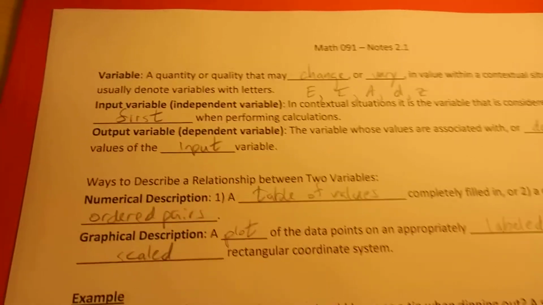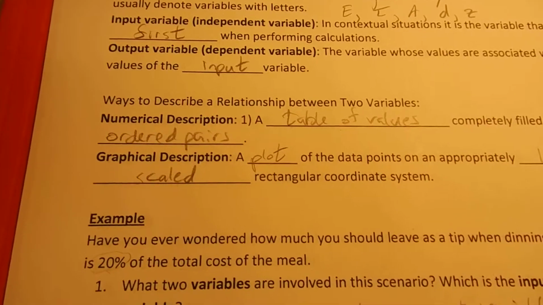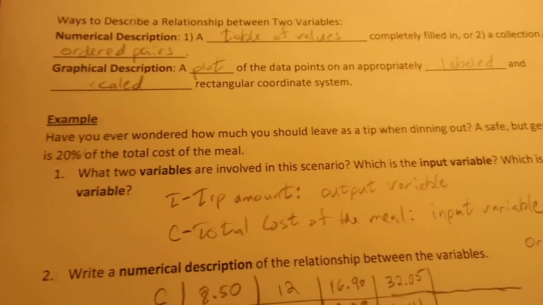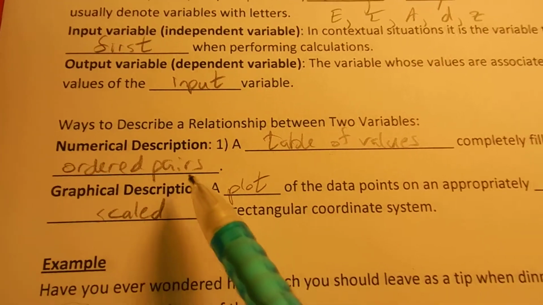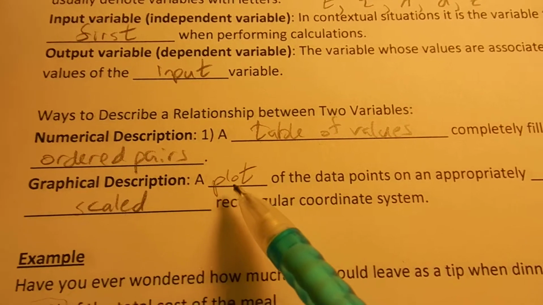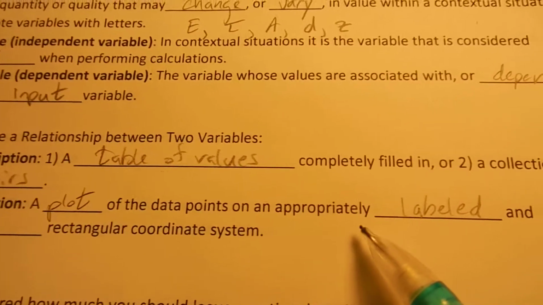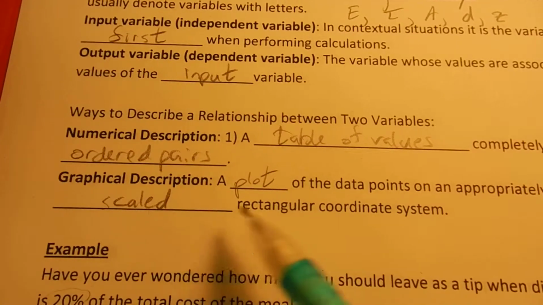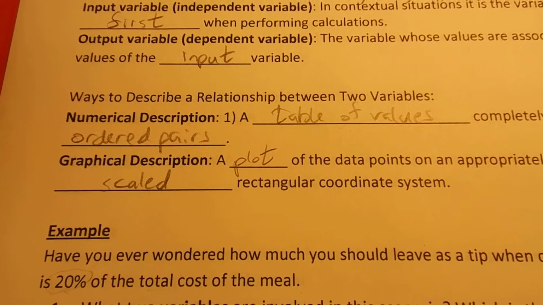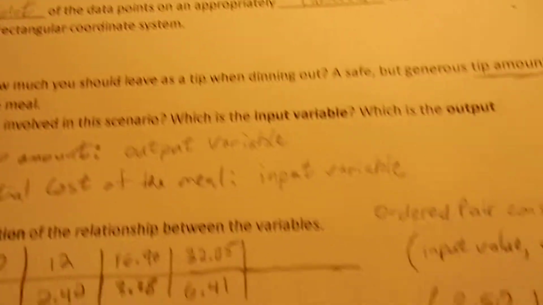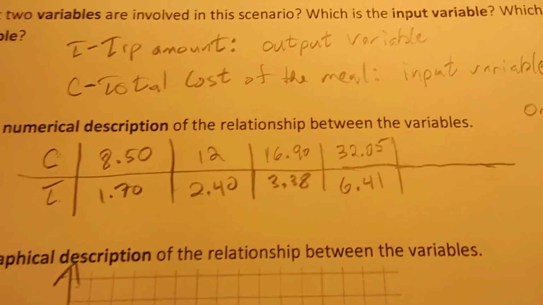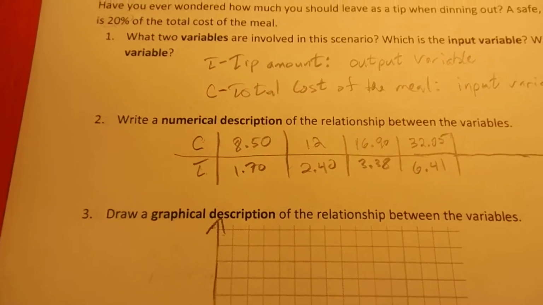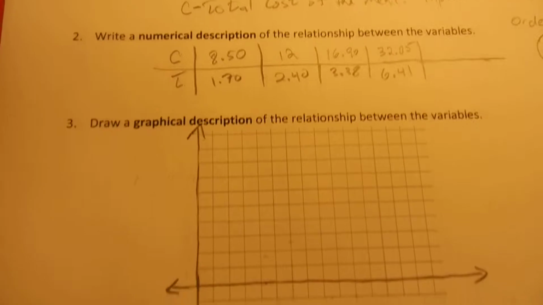All right, another way to describe the relationship between two variables, using our same scenario here of tip amount and total cost of the meal, is a graphical description. So fill these in with me here, but it's simply a plot of the data points on an appropriately labeled and scaled rectangular coordinate system. So the idea here is to plot these points, which really represents this information as well, on a rectangular coordinate system. Now, to make a rectangular coordinate system, you need two axes.